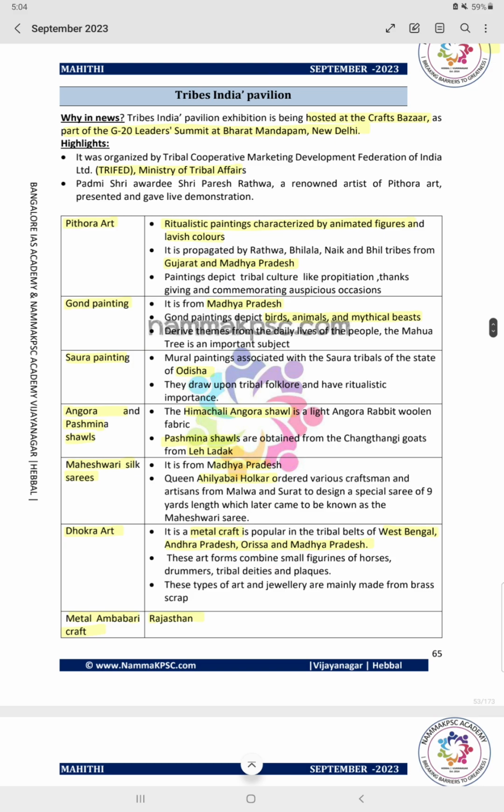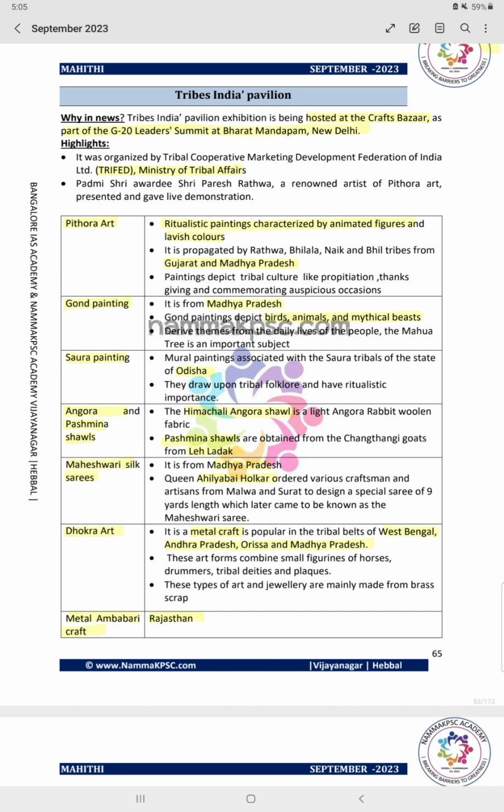Then we have the Tribes India Pavilion. Basically, this was an expo which was mainly held during the G20 in Delhi. This was mainly coordinated by TRIFED, under the Ministry of Tribal Affairs. So we have to basically know the locations of these arts here. First is the Pithora art. Pithora art is a kind of painting that is associated with Gujarat and Maharashtra, generally painting of animated figures. Then we have Gond painting.